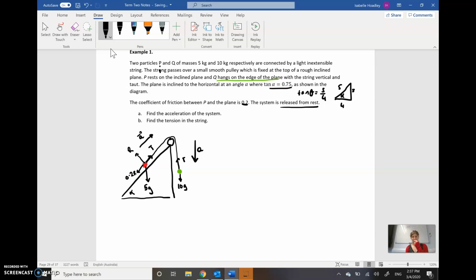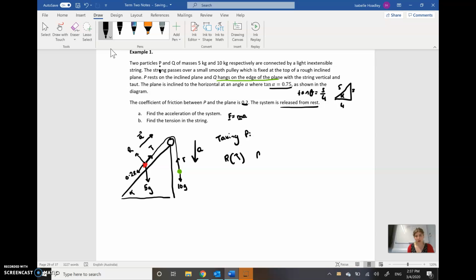Okay, so now if I'm wanting to find the acceleration of the system, again, we've got F equals ma. So we know the mass for both, we need to know the forces, so we're going to resolve. So if I take P to begin with, taking P, if we resolve P, I'm going to resolve out of the plane, so we're looking at all the perpendicular components here.